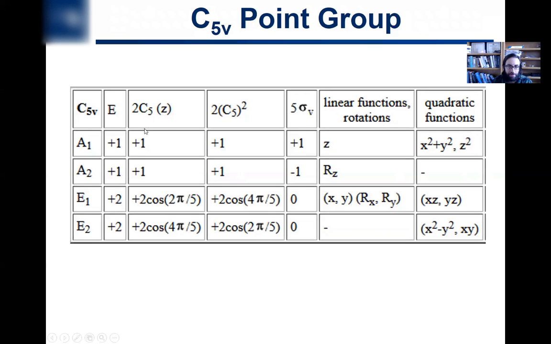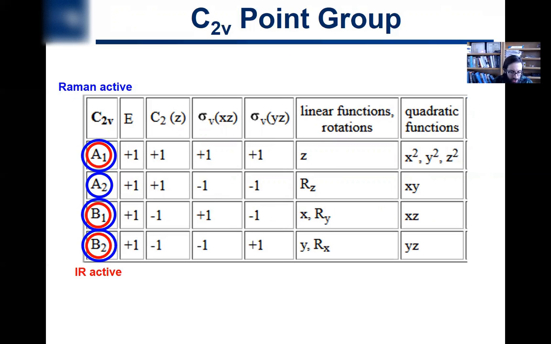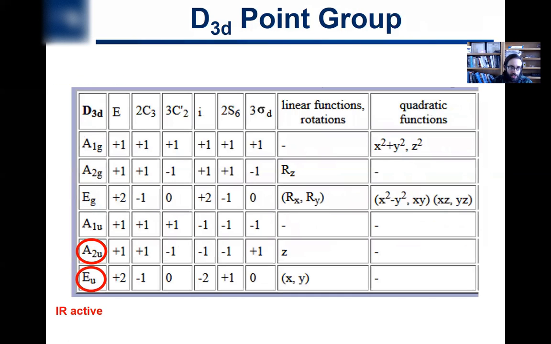C5v, there's no inversion, okay? So the theorem's not going to hold. You have overlap. You have these double circles here for IR and Raman. C2v, no inversion. So again, you have the double overlap. So if you want, you can look through a list of the character tables either in your textbook or online, and you can check all the ones with inversion, and you'll see, yes, they're all like D3d, where you have a separate category for Raman active normal modes and a separate category for IR active normal modes.